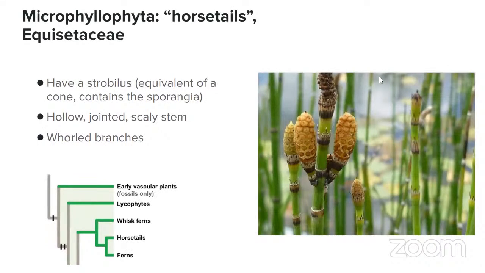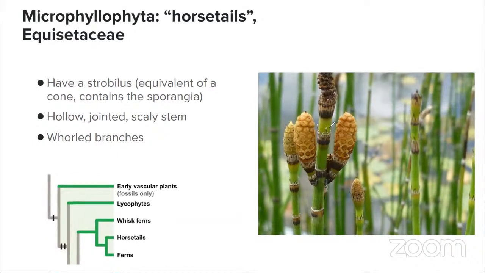Okay, and then we move into our horsetail group. So this is where we're really going to see this strobilus structure. And if you Google strobilus, it will bring up a lot of stuff about pine cones, because that is basically what cones evolved from, was a structure kind of like this. So this is where our sporangia are going to be in our horsetails.